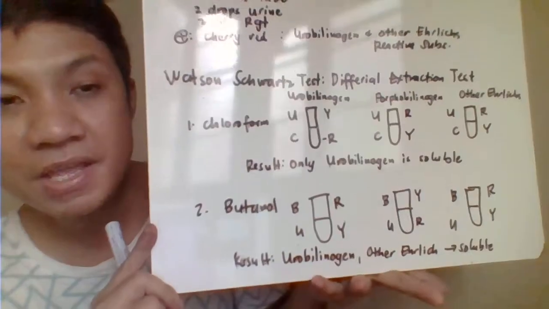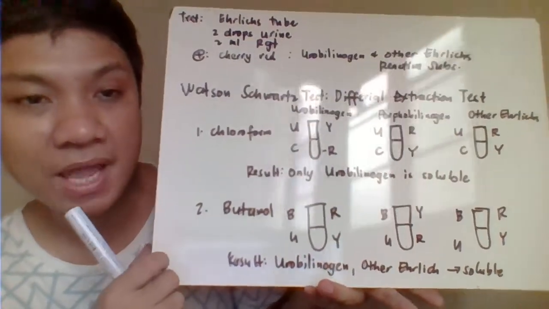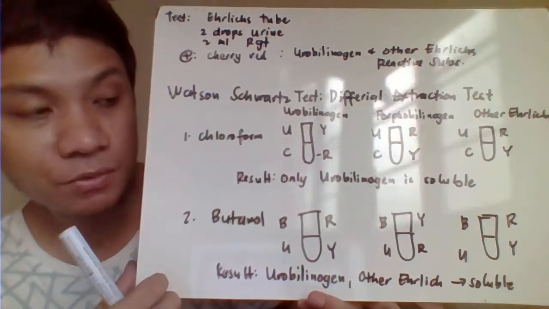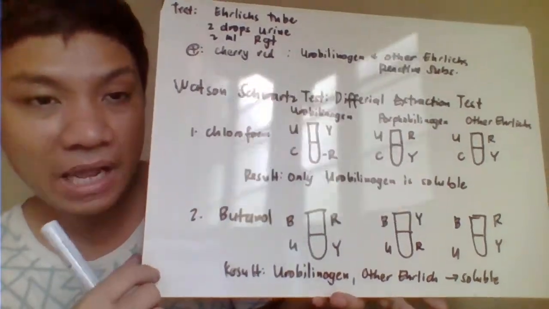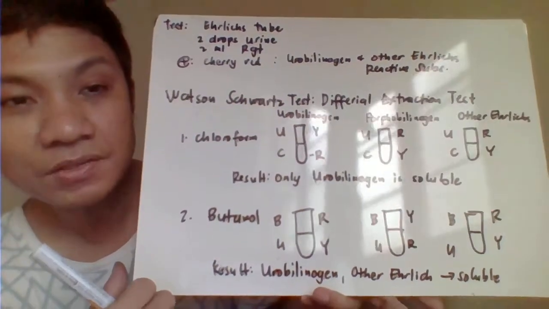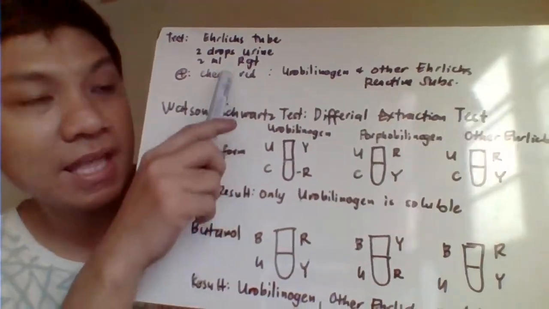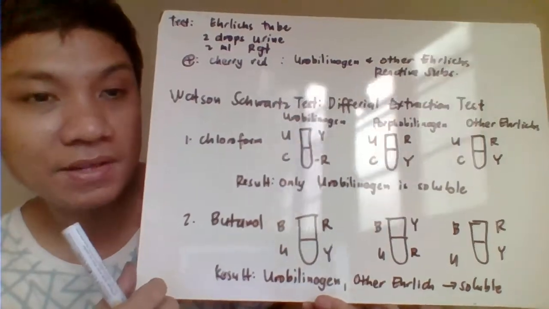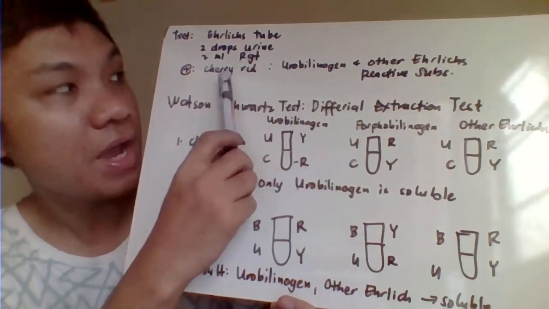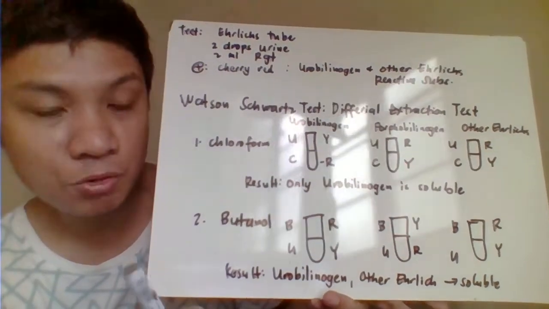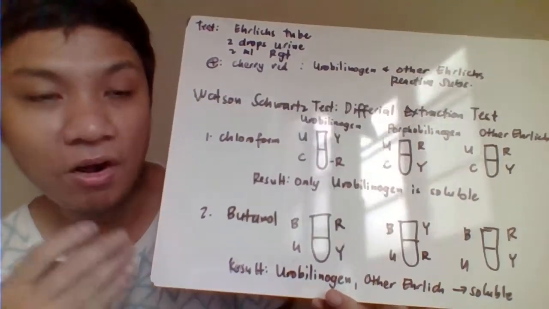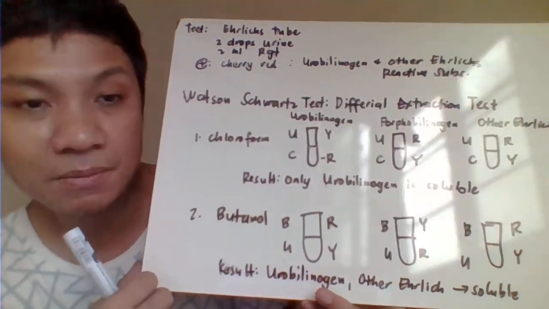Okay, another method for detection of urobilinogen and other Ehrlich's reactive substances would be the chemical method with the use of chemical reagents. First one, we have Ehrlich's tube. The Ehrlich's tube is just 2 drops of the urine, then 2 mL of Ehrlich's reagent. Mix, and observe for the cherry red color of the solution. So, Ehrlich's tube will give a positive result for all Ehrlich's reactive substances.